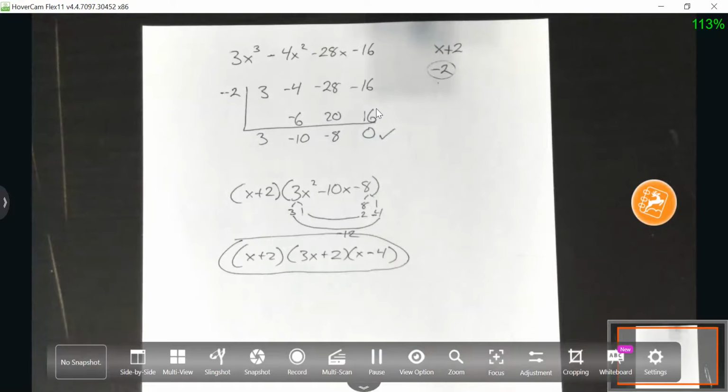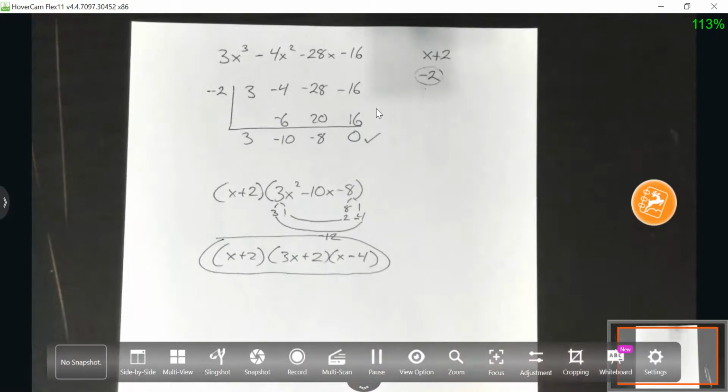Now we've managed to factor something that we couldn't factor before, just because we knew one of the things that were going into it. Okay, so let's do that process again.